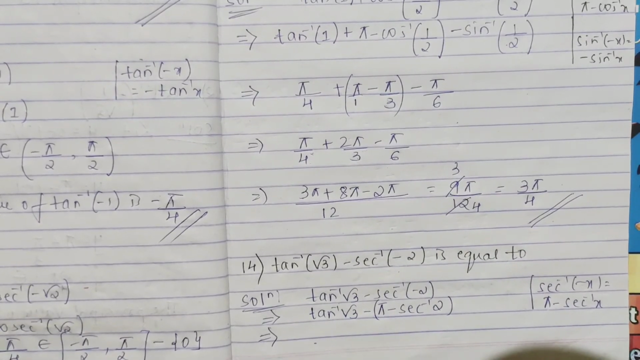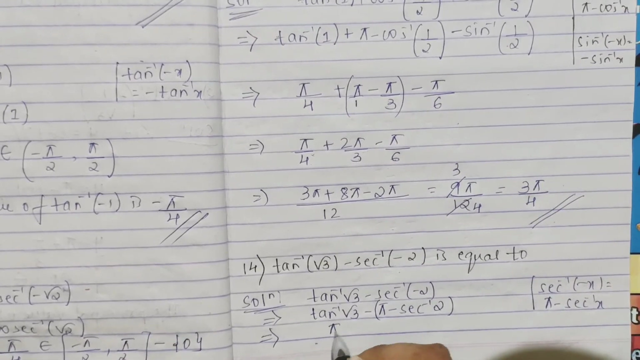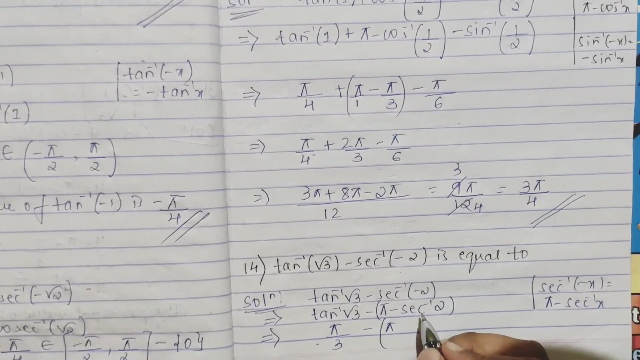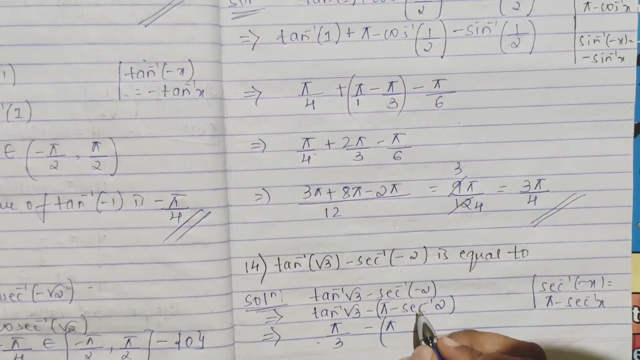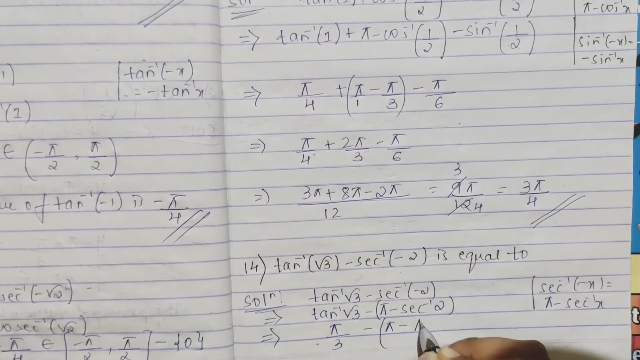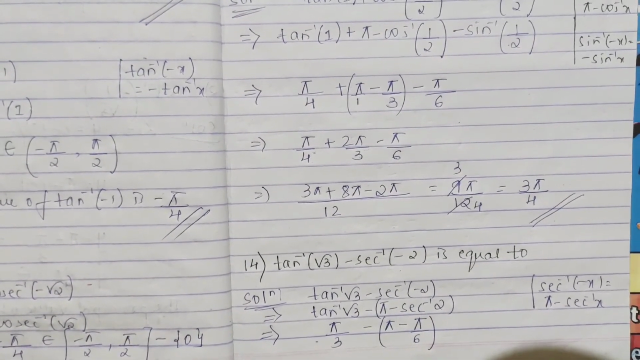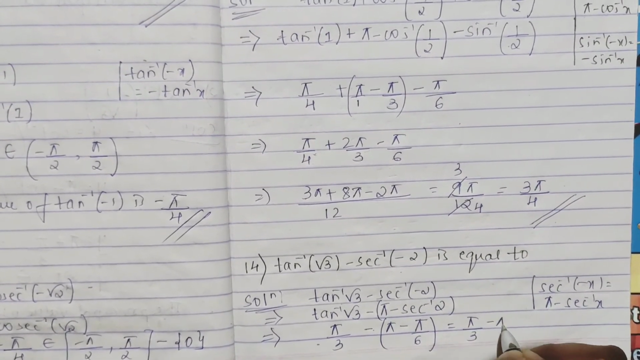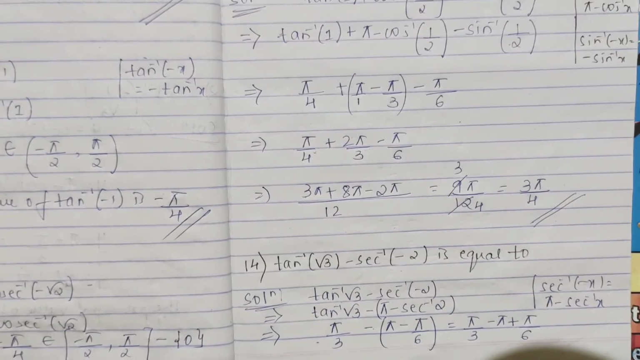So now tan inverse root 3, I guess this lies in 60 degree, that is pi by 3, minus pi minus sec inverse 2. Sec is the reciprocal of cos, right. So this is also your 60 degree. So sec inverse of 2 is 60 degree. So now multiply your minus sign inside. So this will be pi by 3 minus pi plus pi by 6. Now take out the LCM and see what value you get.